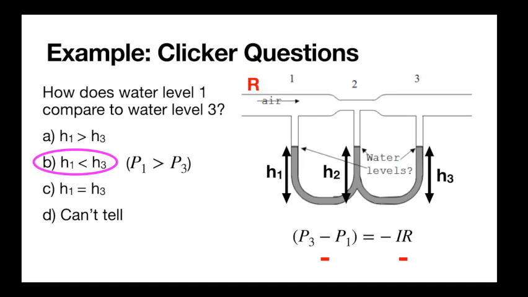So since we decided the pressure at 1 is greater, the air is going to be pushing down harder on the water in 1 than it is on 3. If it's pushing down harder, the water level will be lower than it is in 3.